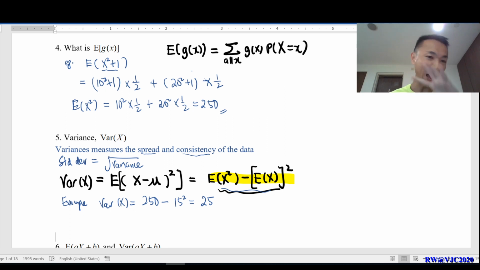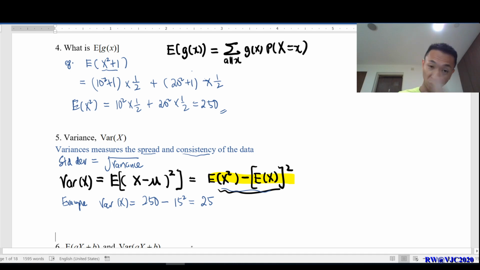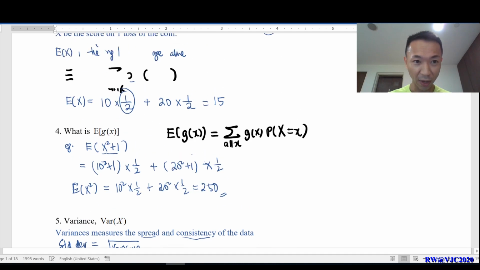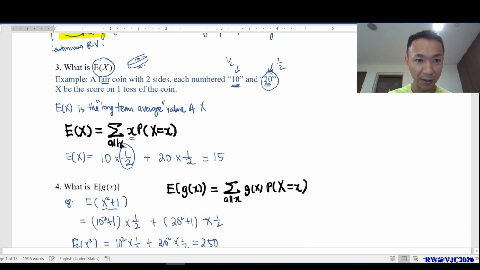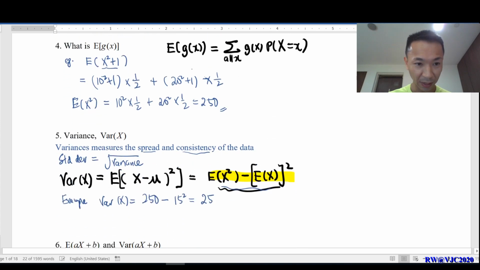Now imagine I have another coin. Let's say I have another coin. Okay, copy and paste.